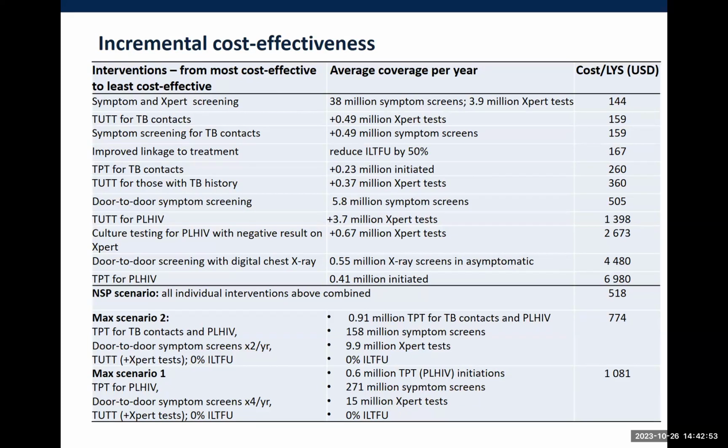The other interventions that had much lower impact, to a surprise, were door-to-door and TPT, and digital chest X-ray. But this is also partly because of the cost of the intervention. The cost of digital chest X-ray was really high. That's why it turned out to be costly and less impactful.